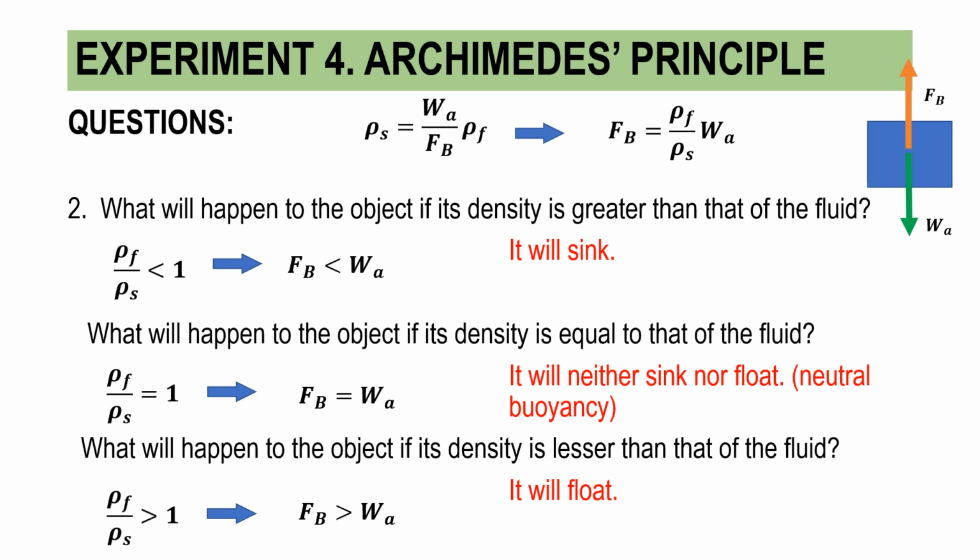What will happen to the object if its density is less than that of the fluid? The density of the fluid over the density of the solid is greater than 1, resulting in a buoyant force which has a greater value than the weight in air. So the object will float.